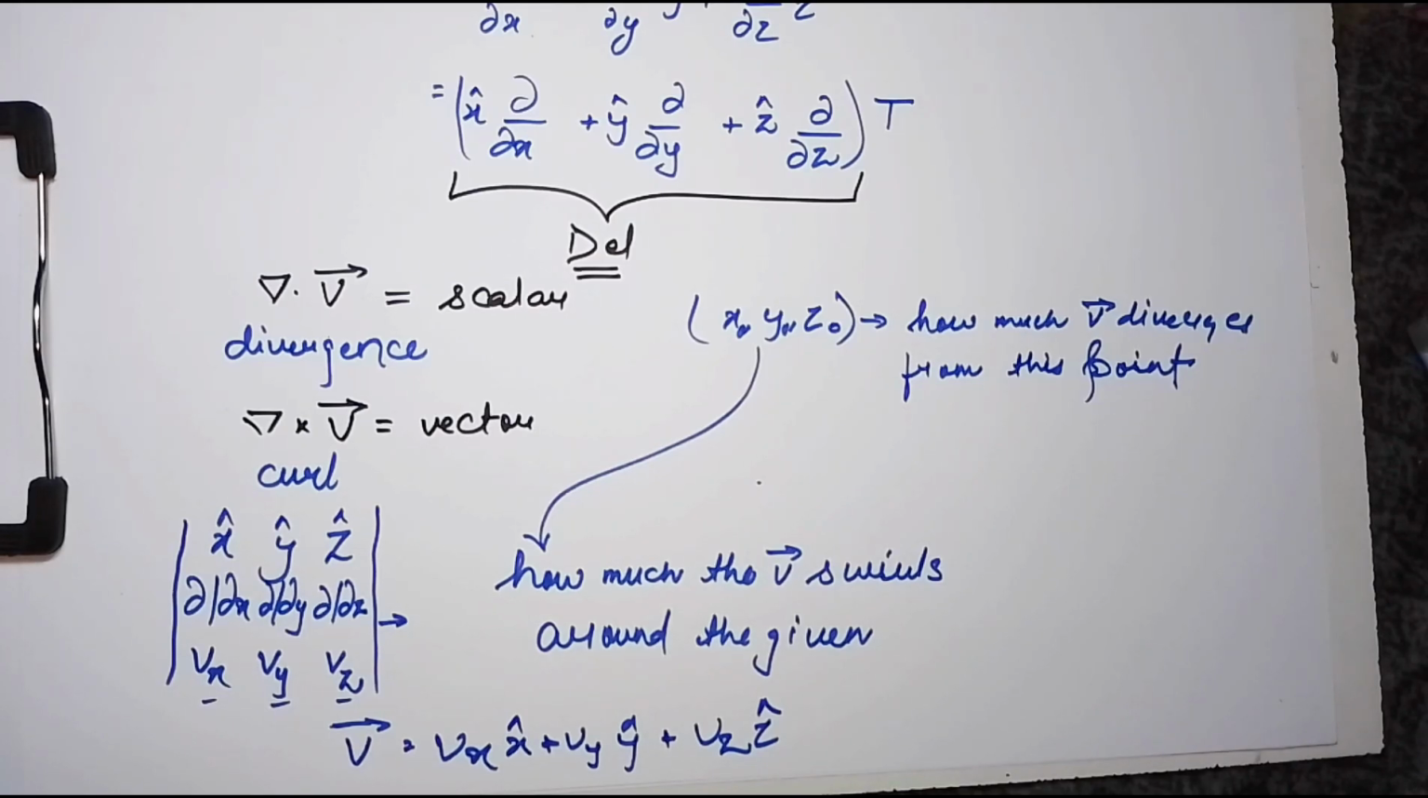So let's recap what we have studied till now. We have studied the del operator and we have understood how the del operator acts when we take its dot product with another vector, and when we take its cross product with some other vector.